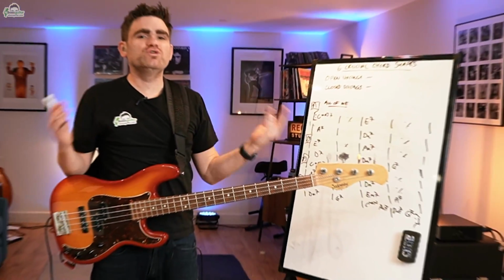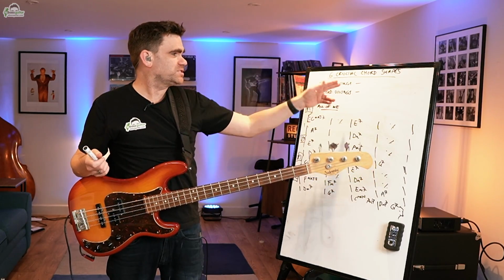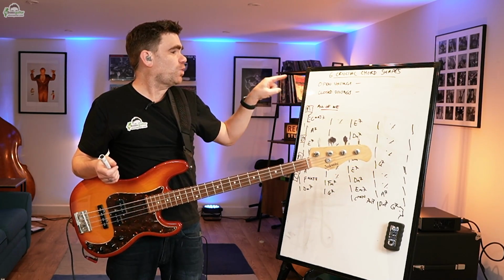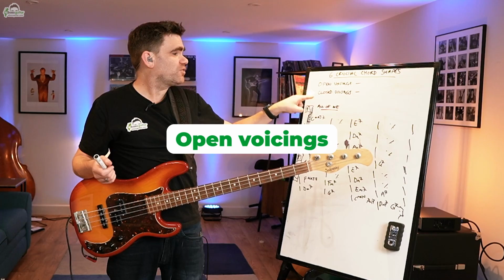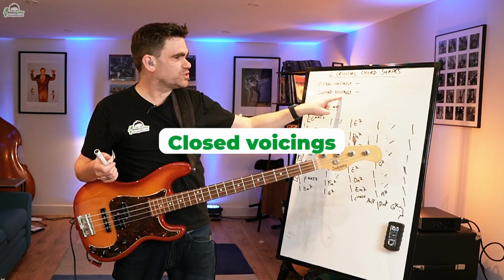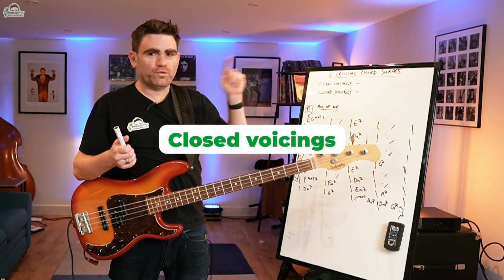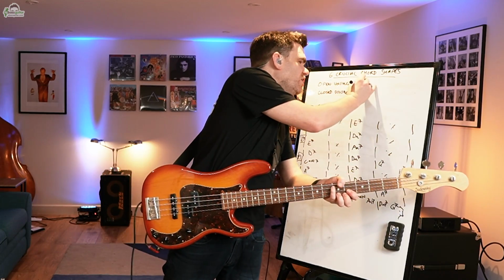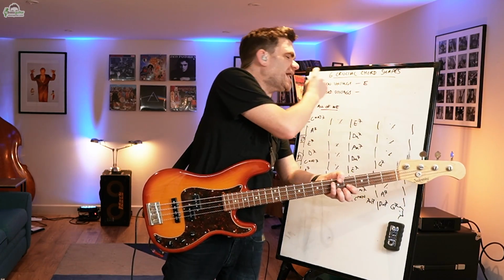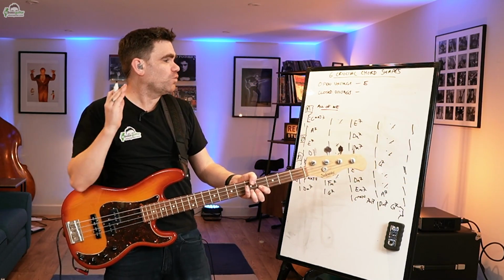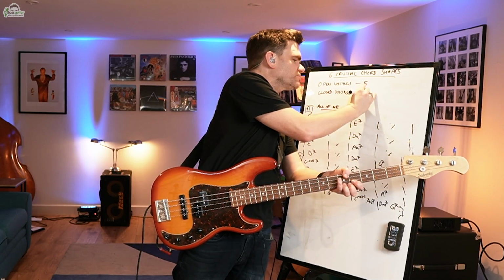So there are 6 really crucial chord shapes that I'm going to teach you this lesson. 3 of those are what we call open voicings, and 3 of those are what are called closed voicings. So open voicings are rooted off our E string, and closed voicings are rooted off our A string.